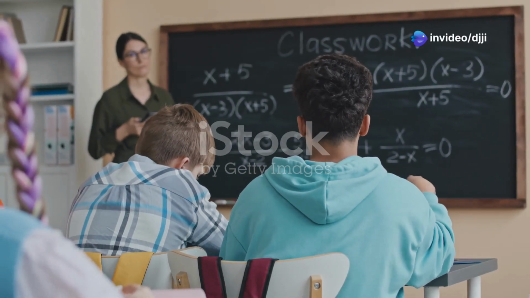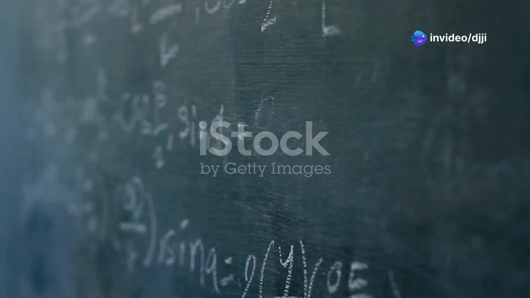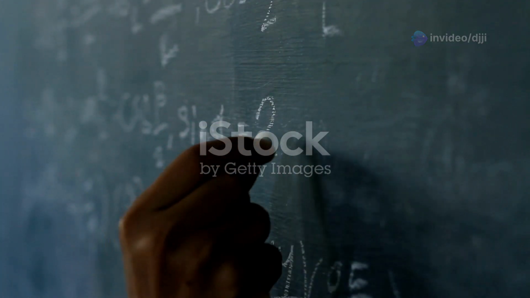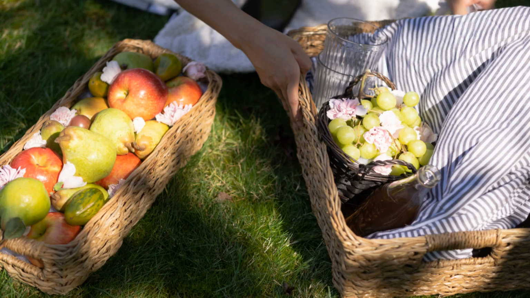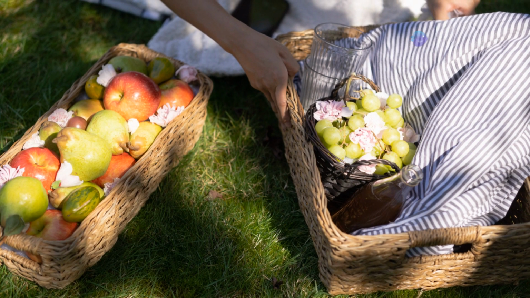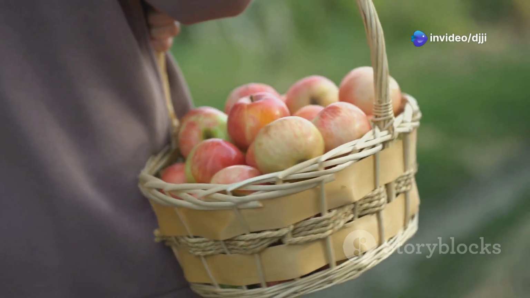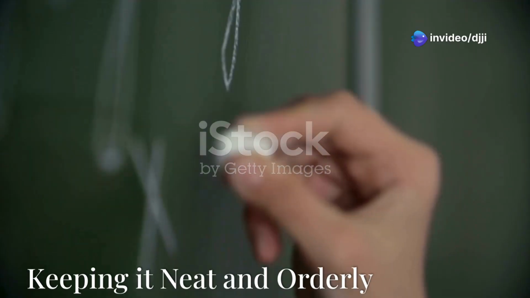Hey everyone, let's dive into the world of ratios. Ratios are like secret codes that unlock relationships between numbers. Imagine you have 12 apples and your friend has 6. The ratio is 12 to 6 or 2 to 1. Ratios help us compare quantities and see relationships.